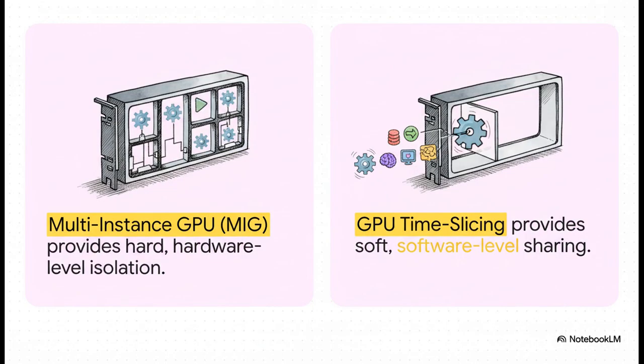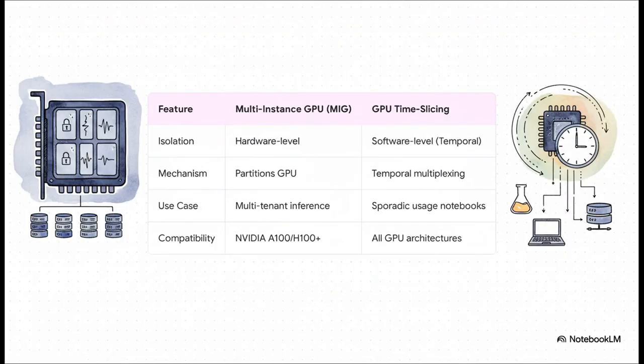Well, luckily for us, our open source toolkit gives us two main ways to solve this puzzle: multi-instance GPU, which we call MIG, and GPU time slicing. They both get you to the same goal, sharing, but, and this is important, they do it in very different ways. Okay, understanding the trade-offs here is absolutely crucial. MIG gives you true hardware-level isolation. It literally carves up a GPU into smaller, totally independent instances. This makes it perfect for multi-tenant setups where you need guaranteed, predictable performance.